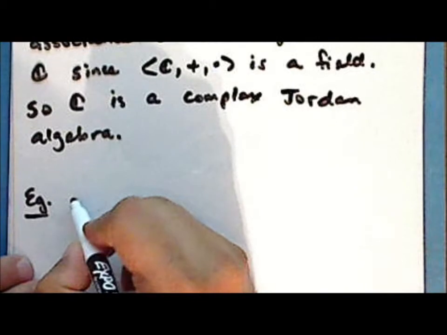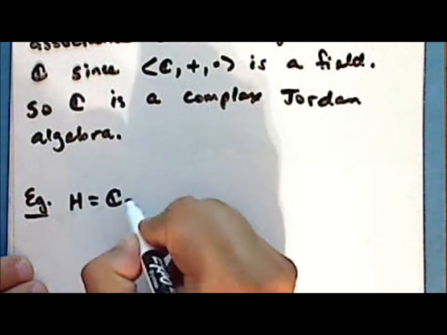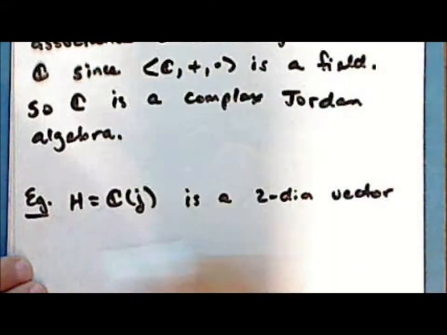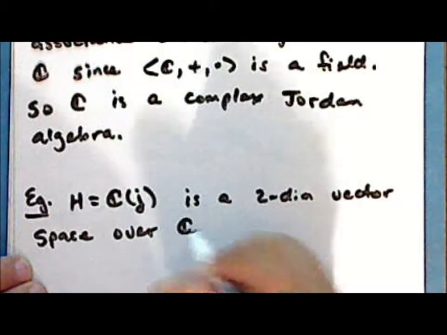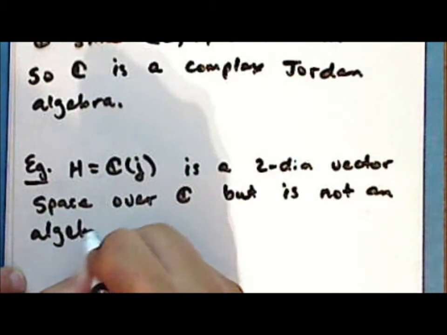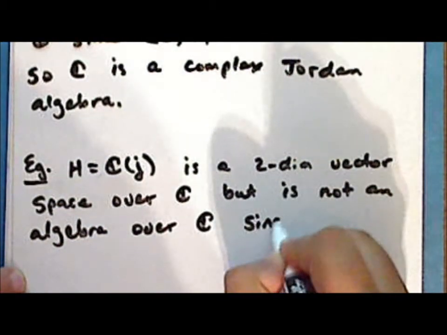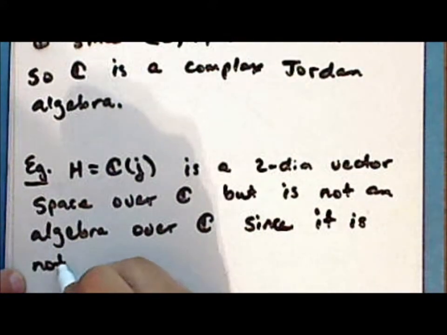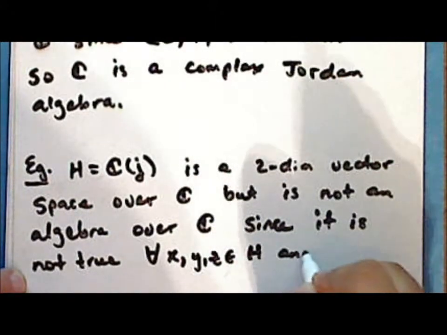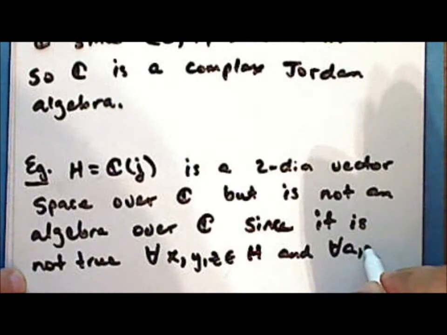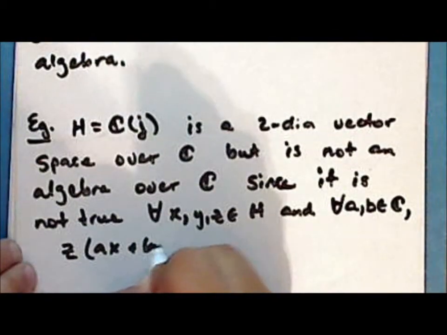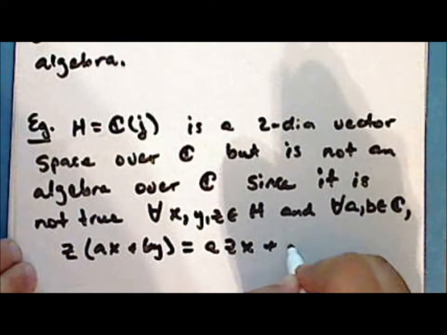So as another example, or counterexample in this case, the quaternions, considered as the algebraic extension of the complex numbers, is a two-dimensional vector space over the field of complex numbers, but is not an algebra over the complex numbers, since it is not true that for every three quaternions x, y, and z, and for any complex scalars a and b, that z times the quantity ax plus by is equal to a times zx plus b times zy.